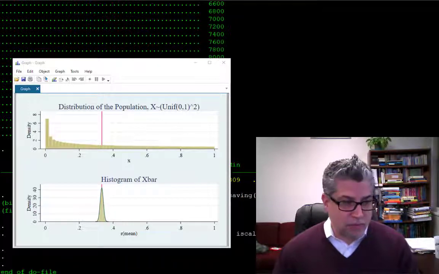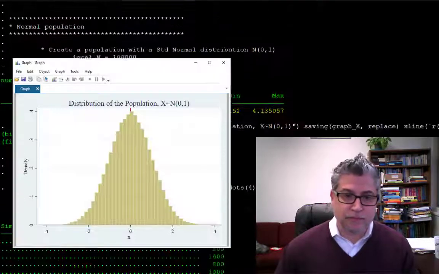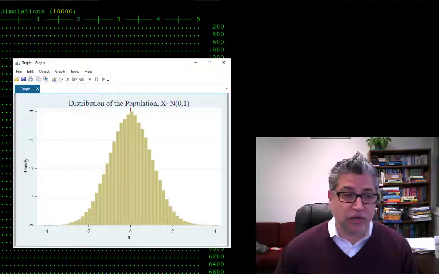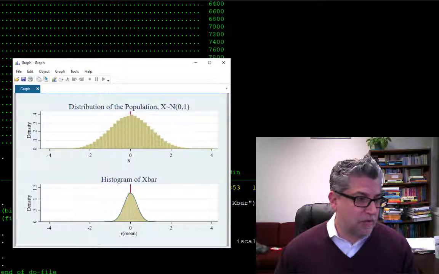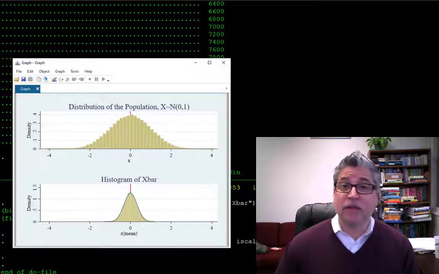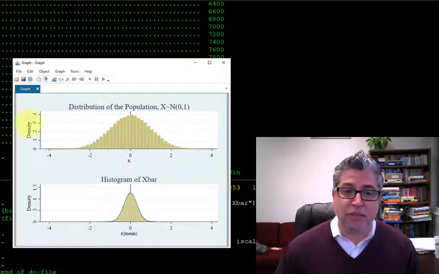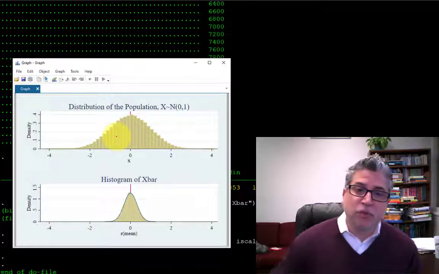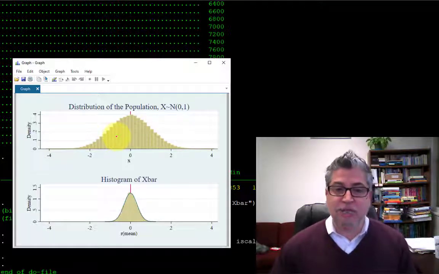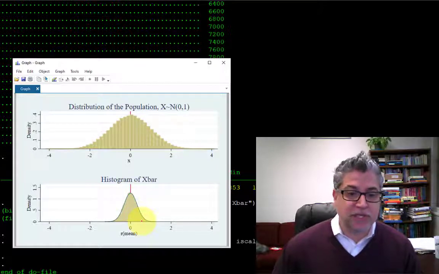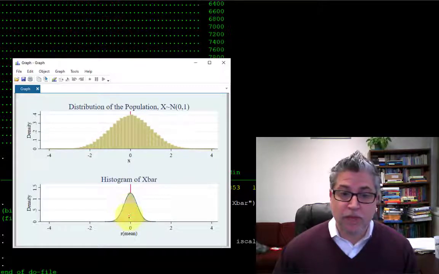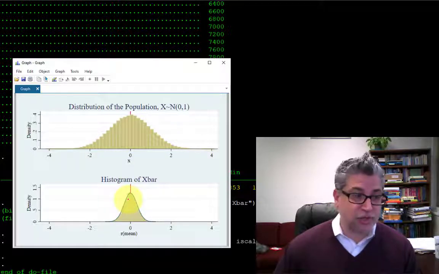Here we're going to draw from a normal. That's kind of a best case scenario. And we're going to draw small samples of size 10. So just 10 people out of this population. But I'm going to repeat that process 10,000 times and then look at the histogram of sample averages. This guy is again normal, it's unbiased, and it's got a tighter standard deviation.